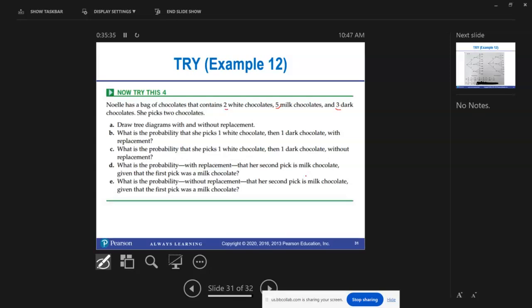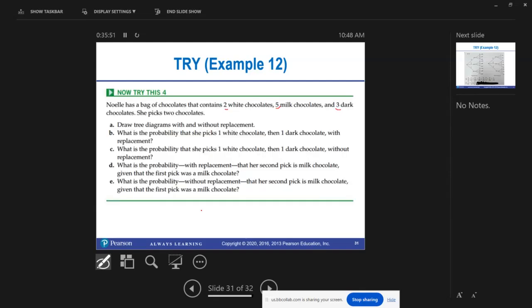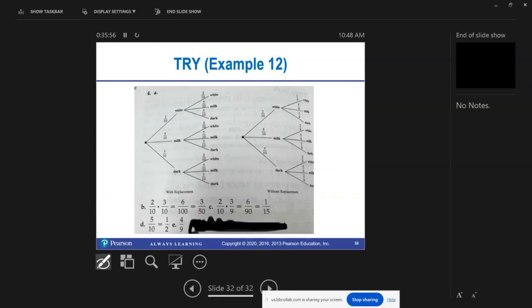And then the second part: what's the probability that she picks 1 white chocolate and 1 dark chocolate with replacement? You take 2/10 times 3/10 and get 6/100, which reduces to 3/50. On C, that one's talking about without replacement. What's the probability she picks 1 white chocolate and 1 dark? There's the white chocolate 2/10, and the dark is 3/9. Multiply those together to get 6/90, which reduces to 1/15.